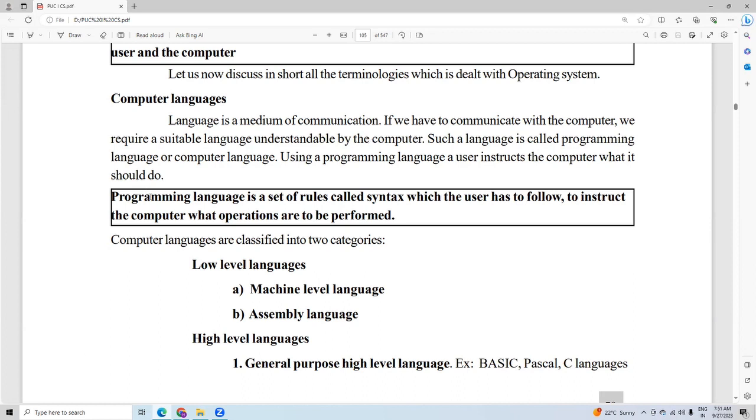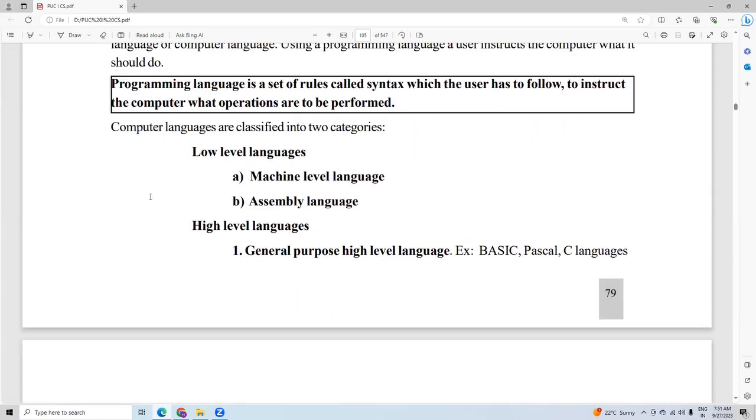The programming language definition, if they ask for a 1 mark question, is a set of rules called syntax which the user has to follow to instruct the computer what operation is to be performed. Now there are two categories. One is low level language, another is high level language. These are the two categories of programming languages. In the low level itself, we have machine level language and assembly level language.